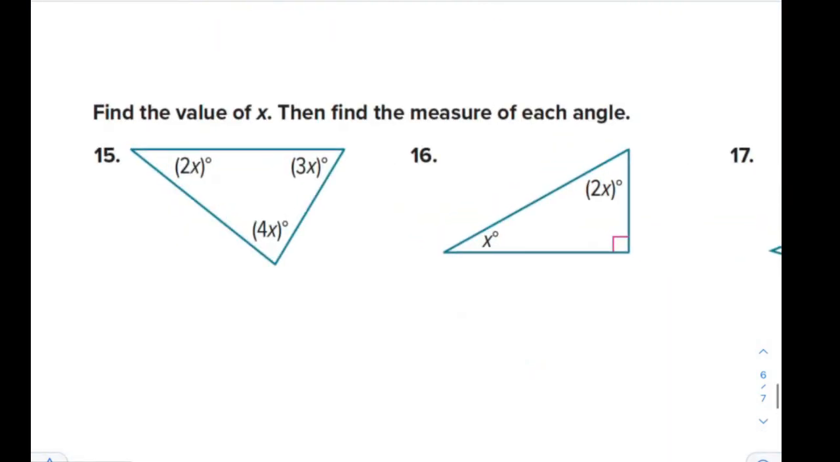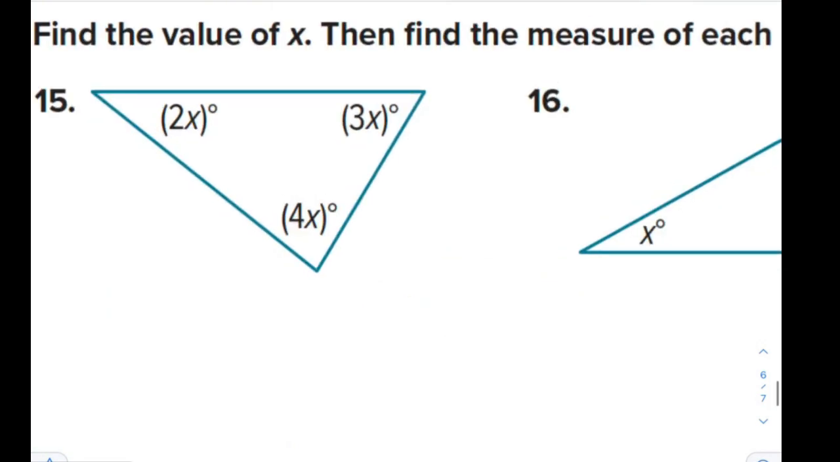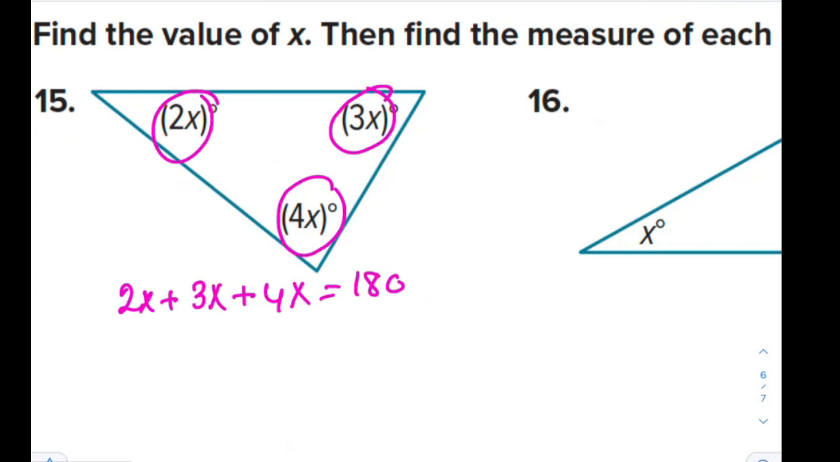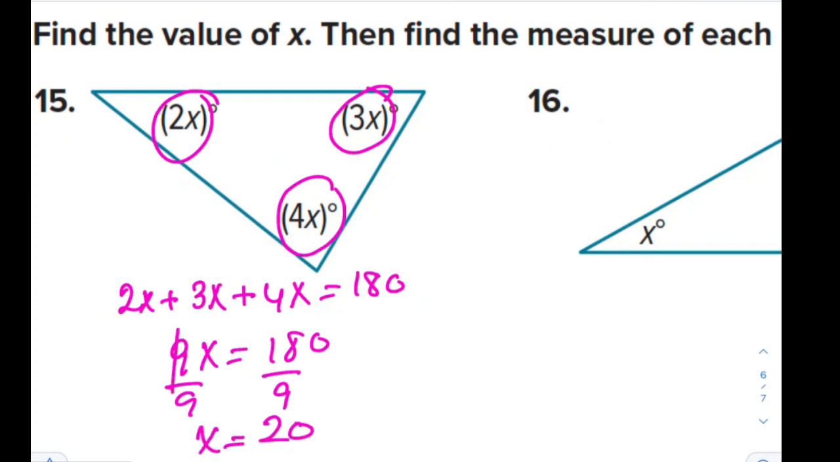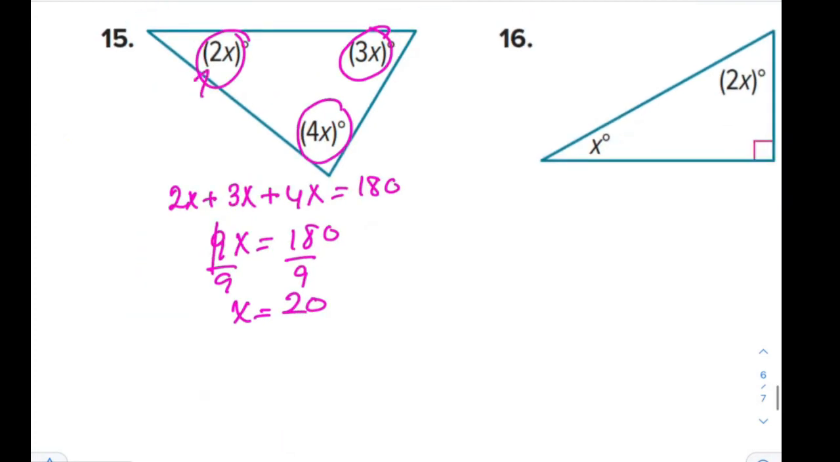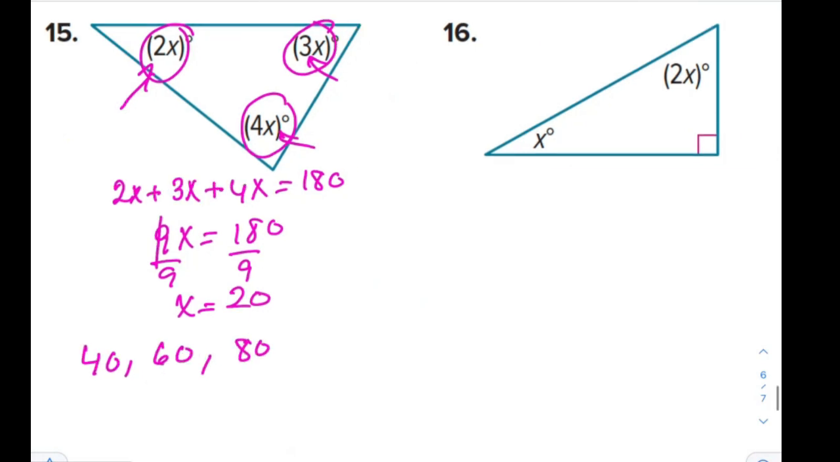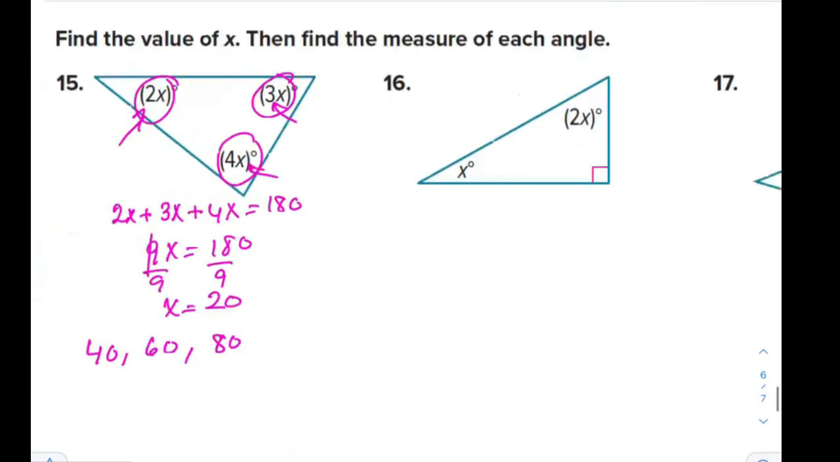And here, find the value of x. Then find the measure of each angle. Now, simply, the sum of the interior angles is 180. x plus 2x plus 3x, 2 plus 3 is 5, plus 4, 9. So 9x is 180. Now we are familiar with the equations. x is 20, and after that, you will replace here, here, here. So the angles will be 2 times 20, 40, 3 times 20, 60, 4 times 20 is 80, and we have here, we are done with the 3 angles.